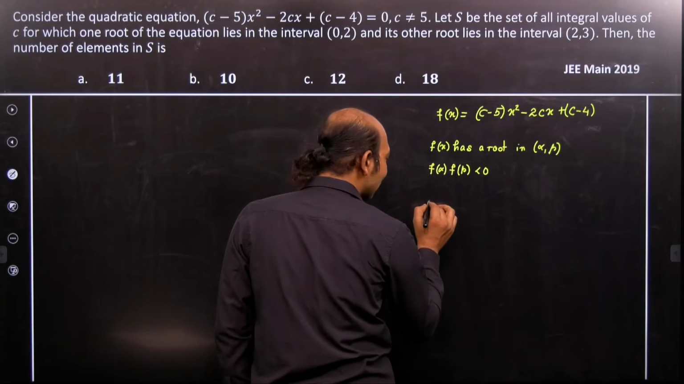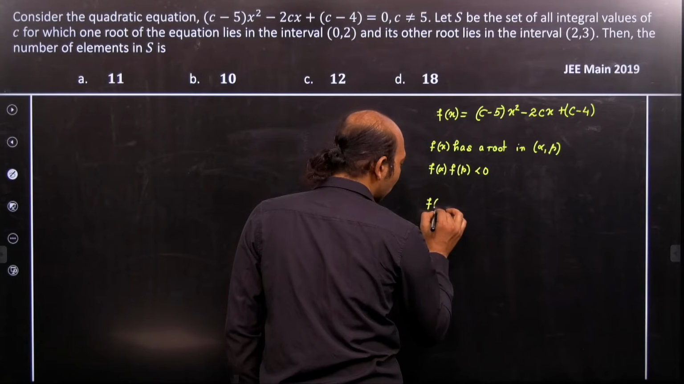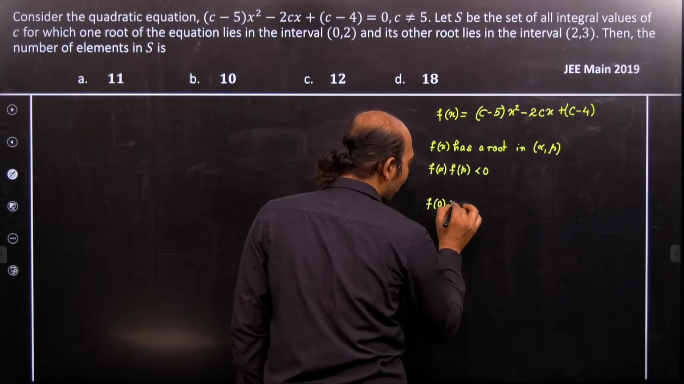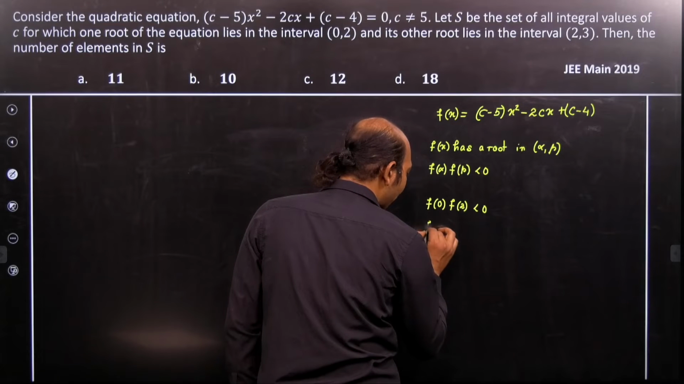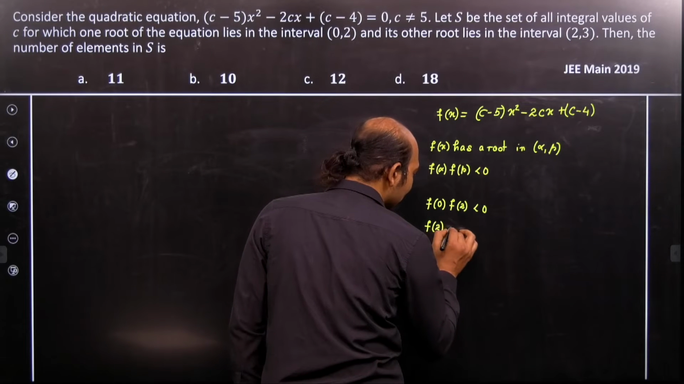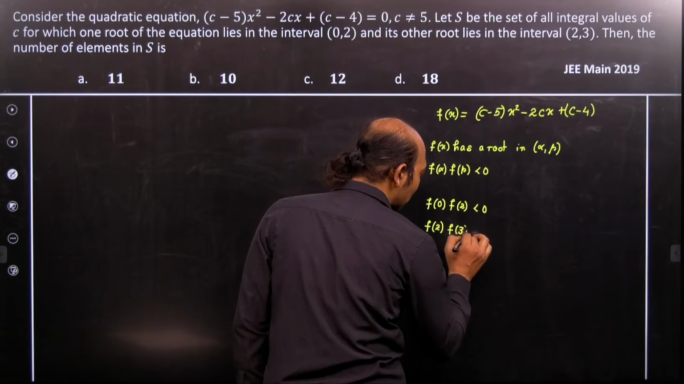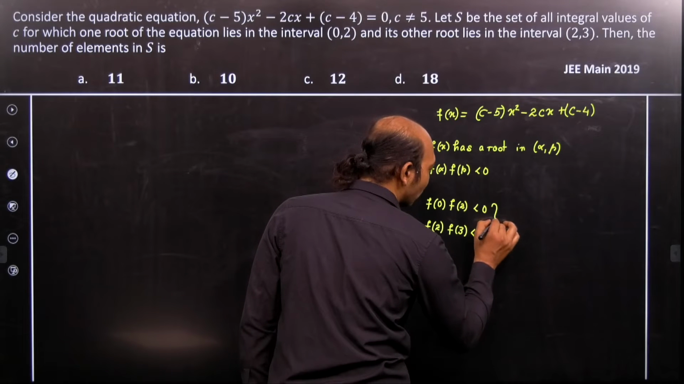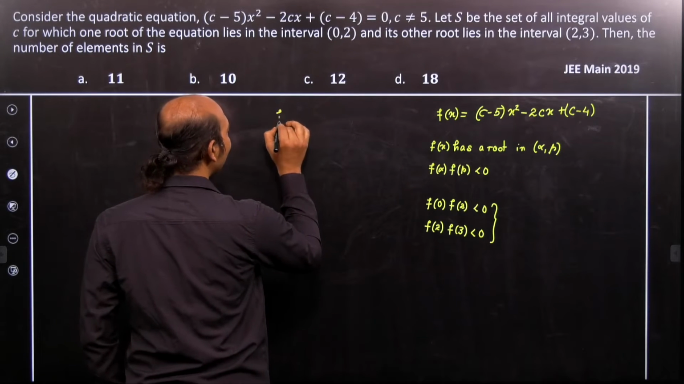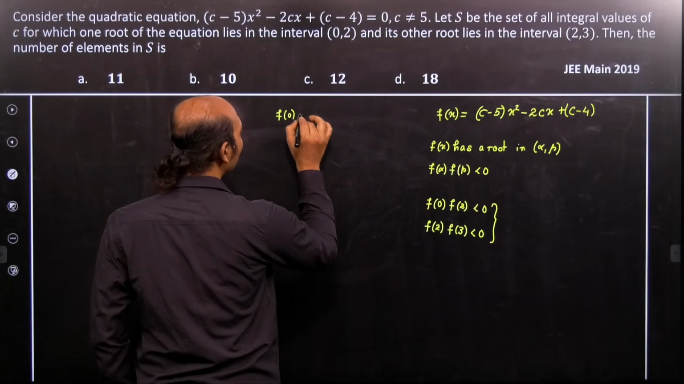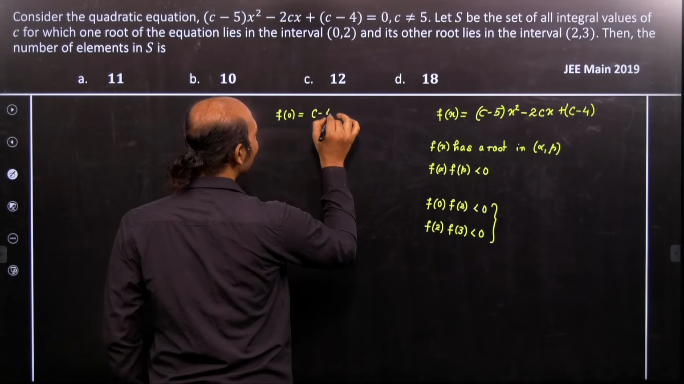So therefore, as the root lies between 0 to 2, f(0) multiplied by f(2) must be less than 0, and f(2) multiplied by f(3) must be less than 0. So those are the two conditions we need to satisfy to obtain the value of c. Let's calculate that without hesitation. First we calculate f(0). We can easily substitute the values, and it is obviously c minus 4.